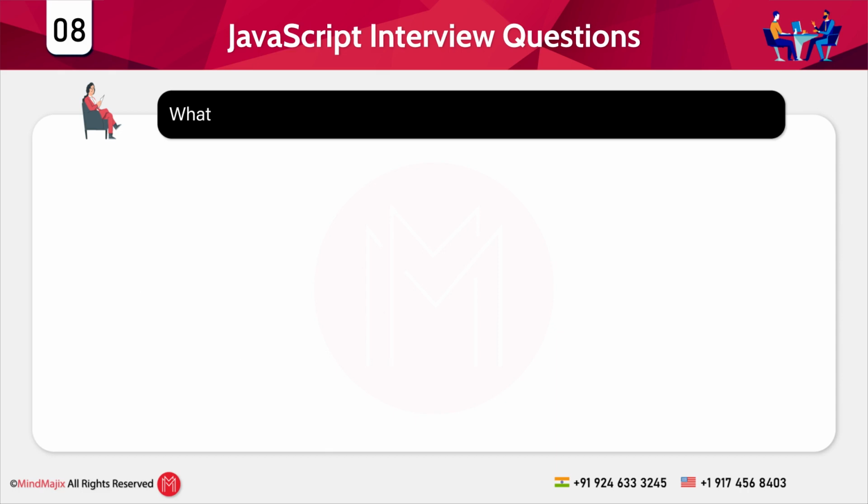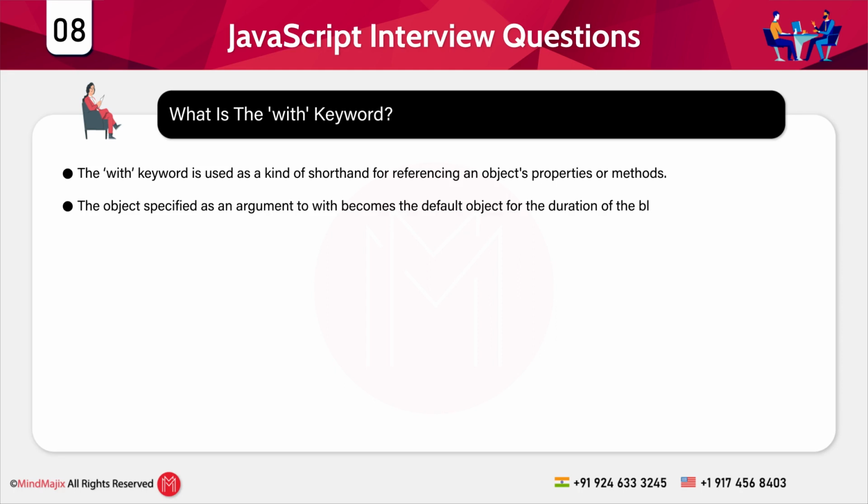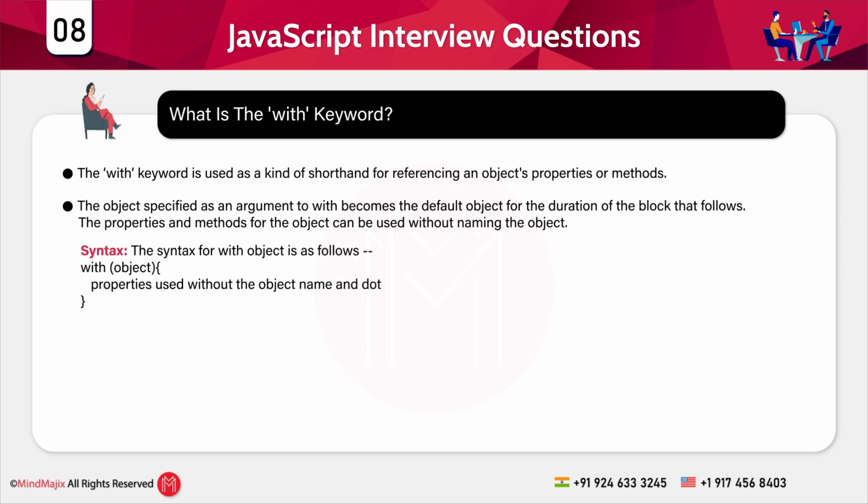Next question, what is the with keyword? The with keyword is used as a kind of shorthand for replacing an object's properties or methods. The object specified as an argument to with becomes the default object for the duration of the block that follows. The properties and the methods for the object can be used without naming the object. For example, with object, then properties are used without the object name and the dot. So the with keyword is used to access the properties of an object without using their name and the dot. So it is used as a reference.